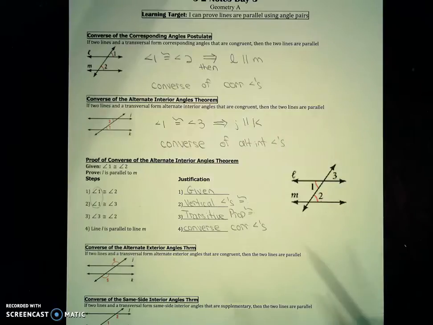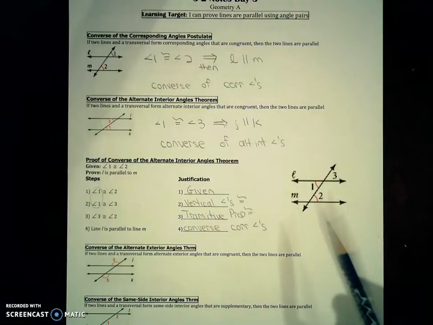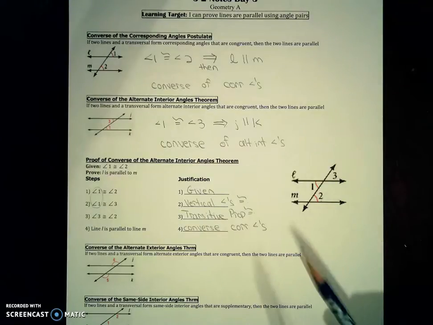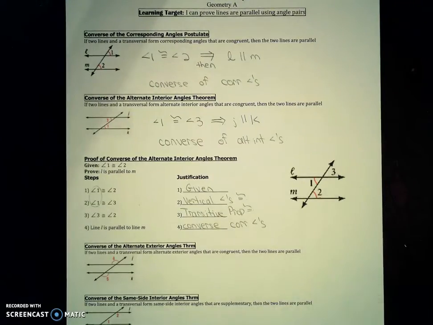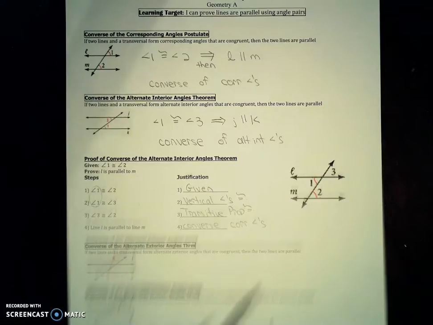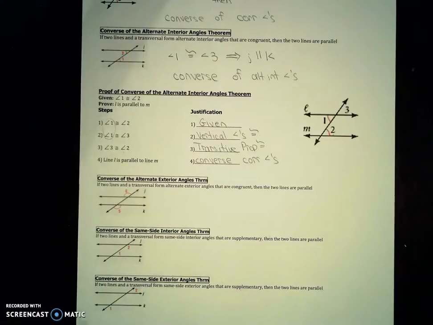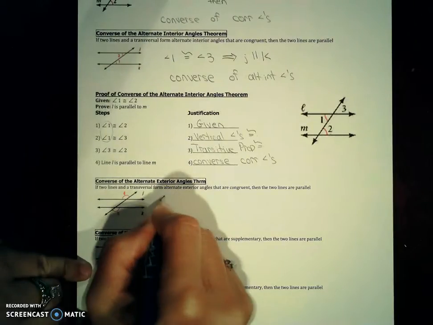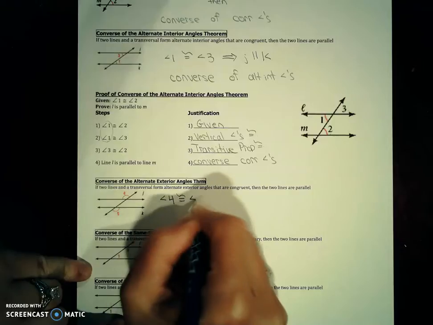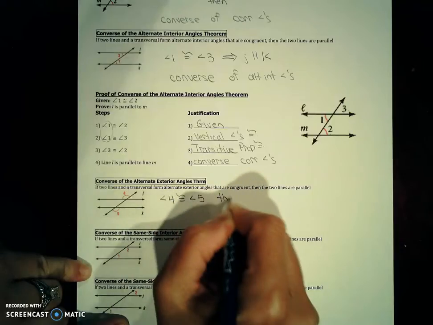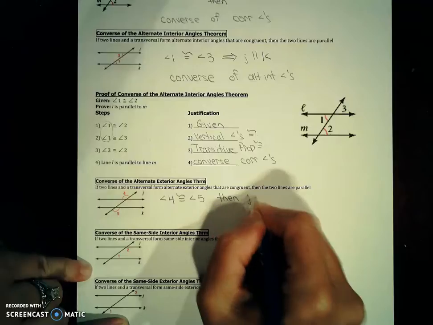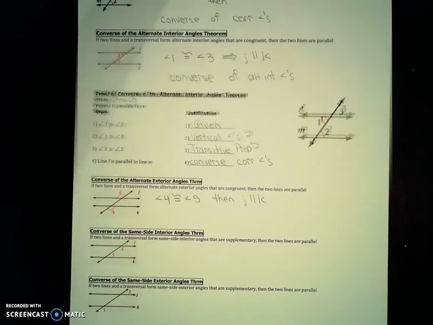All right, from that we then have 3 additional theorems, and again, we're not going to go through and prove necessarily all of them. We might through the course of the unit, but for today we're just going to stick with that one individual proof. So the next one says the converse of the alternate exterior angle theorem. So if you look, you've been given angle 4 is congruent to angle 5, which are exteriors. So again, we have angle 4 is congruent to angle 5, then line J is parallel to line K.